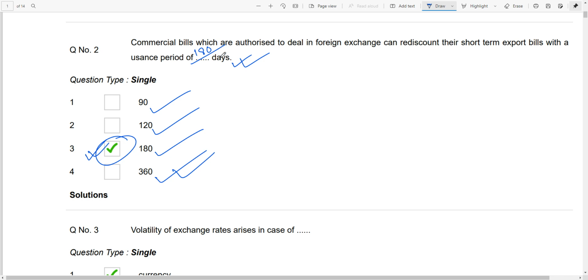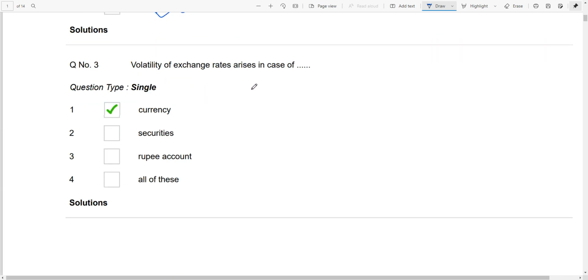Now moving to this question. Volatility of exchange rate arises in case of: options are currency, securities, rupee account, all of these. The correct answer is currency. Volatility of exchange rate arises in case of currency.